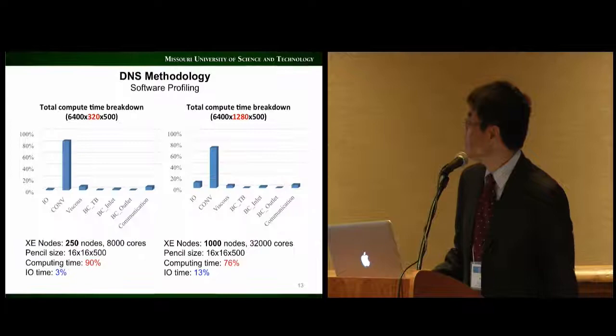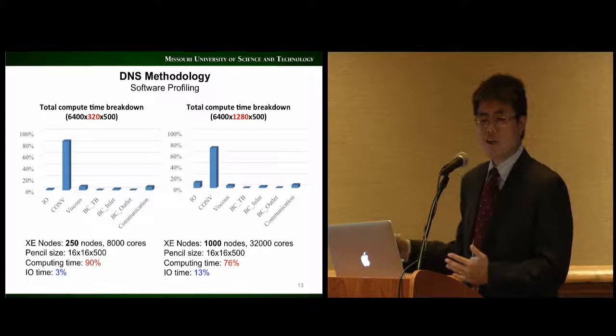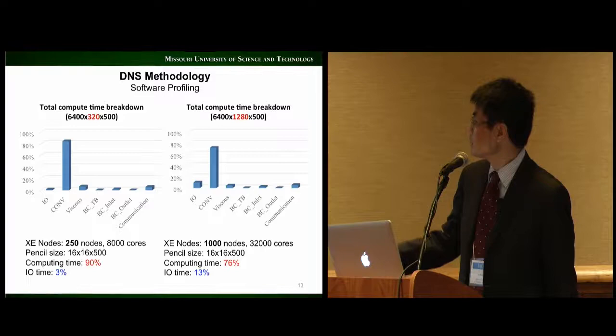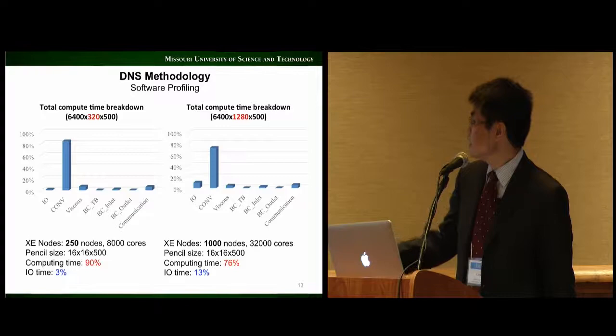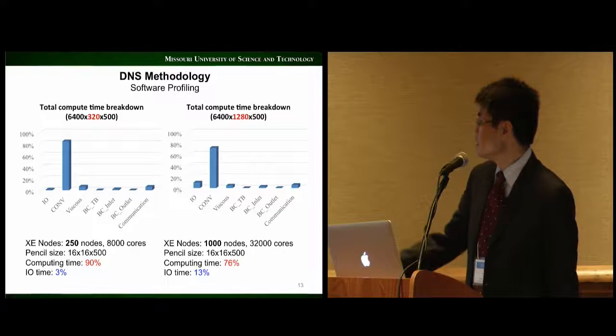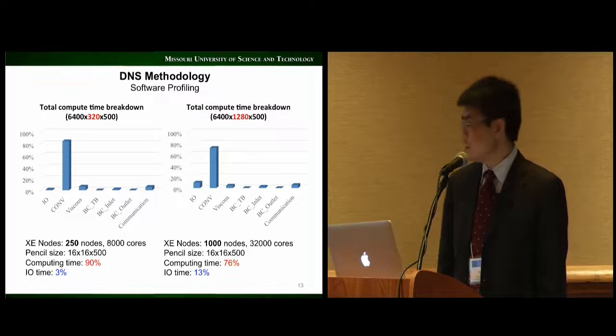Here are some details, like profiling, the breakdown of how much time each portion of the code actually spent. To summarize, at a relatively small mesh, more than 90% of the time is spent on the calculation, and about 3% was for I/O. This is a calculation done on 250 XE nodes on Blue Waters.